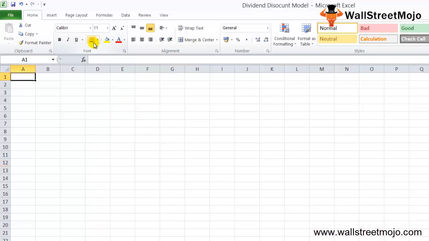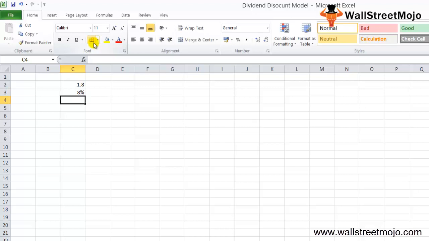If a preferred share of a stock pays, for example, a dividend of 1.8 per year, and the required rate of return for the stock is, let's say, 8%, the required rate of return being K. What is going to be the intrinsic value?